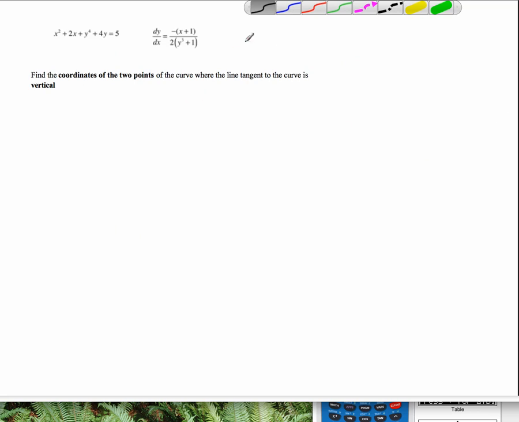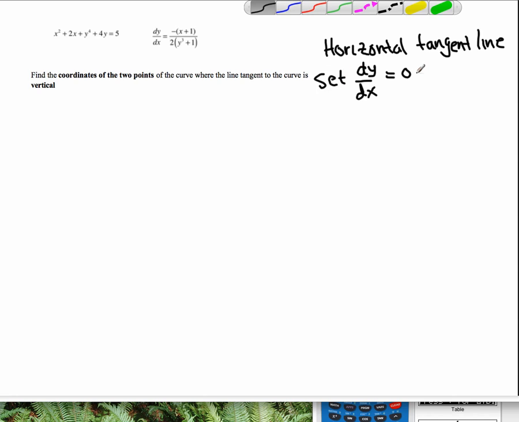This right here, a lot of you. Okay. Horizontal tangent lines, you set the derivative equal to 0. You do not evaluate the derivative at 0. That doesn't mean that you let x be 0. No, you set the derivative equal to 0.